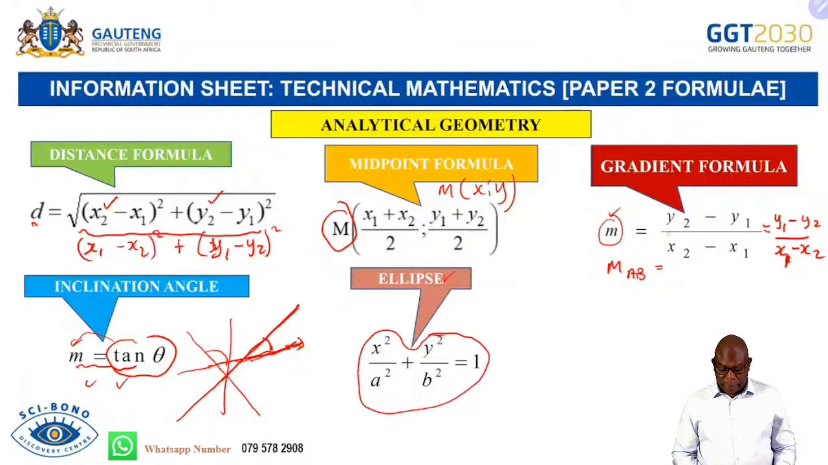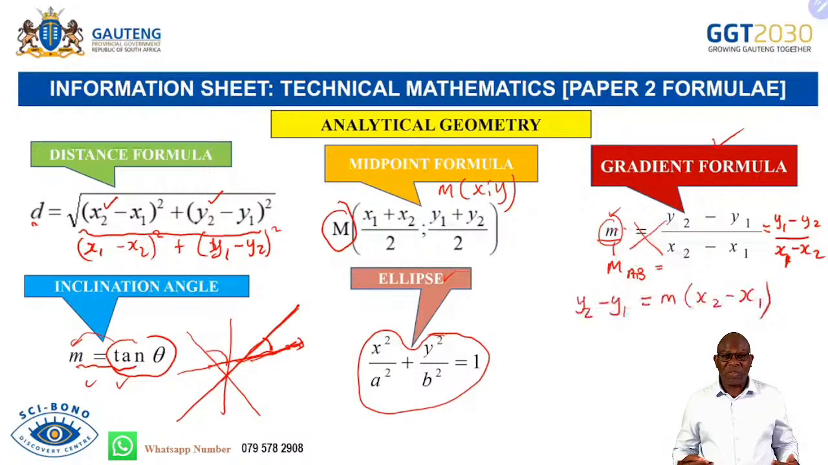Again, if I go back to the gradient formula, it will also form our equation of the straight line. If I cross multiply, I'm going to have y2 minus y1 equals m into x2 minus x1. So from the formula for the gradient, we can have the equation of the straight line, which must also be given to you.